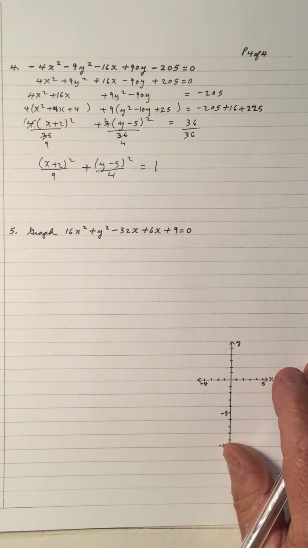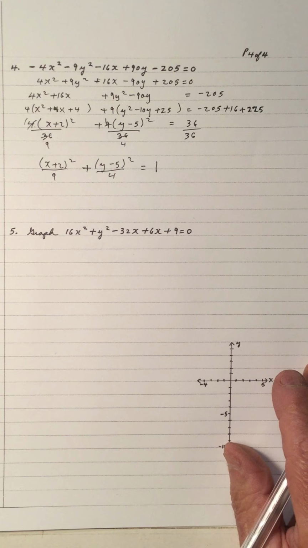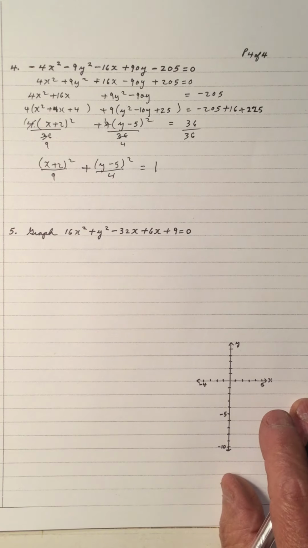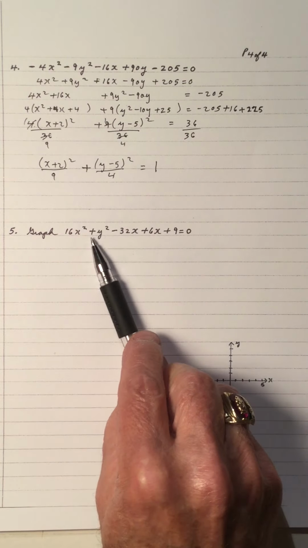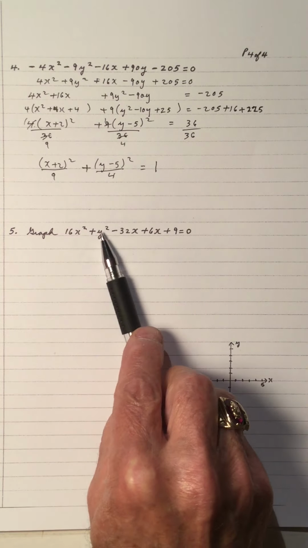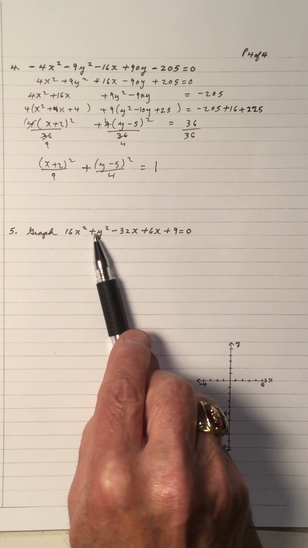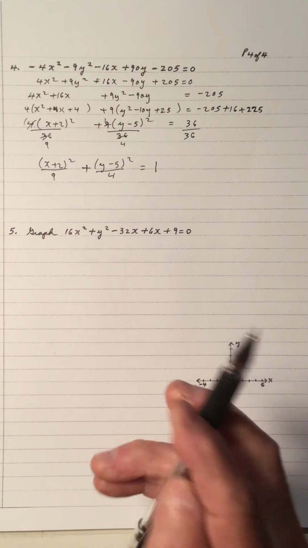Just be careful of what you're doing. It takes practice. And the last one is graph. Again, this is an ellipse because you have a plus sign. You have an x squared and you have a y squared. And this is a 1 and that's a 16. So they're different. So this is an ellipse.